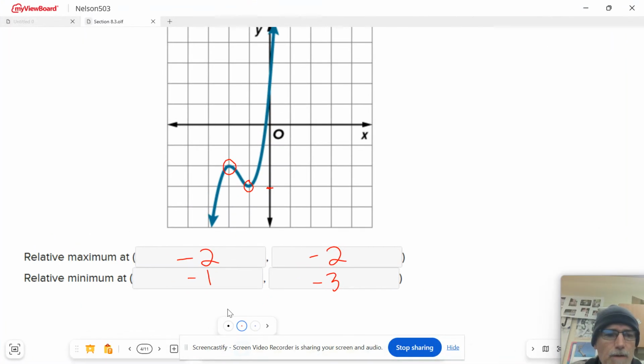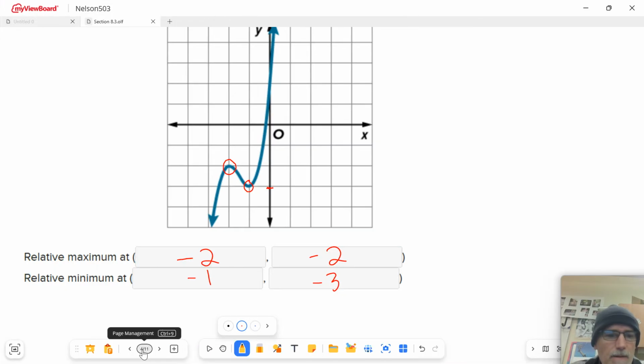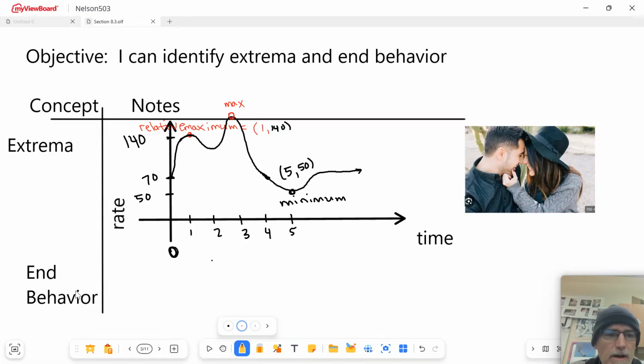All right, let's finish off our notes, shall we? Let's make this quick here. End behavior. All right, so what's happening at the end of your relationship?